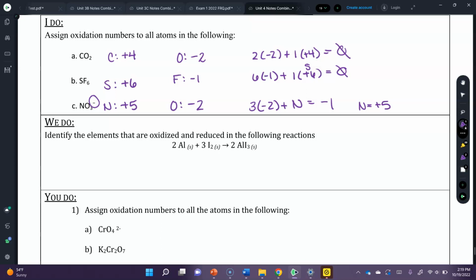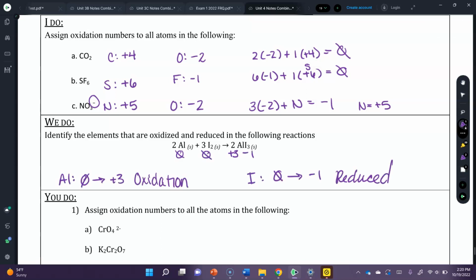Looking at our we do, you are going to identify the elements that are oxidized and reduced in the following reaction. You should start by first assigning oxidation numbers and then looking at how they are changing. So please pause the video and do that now.